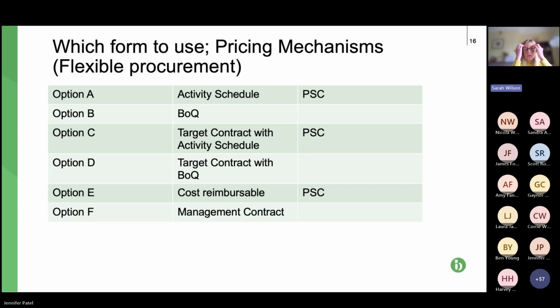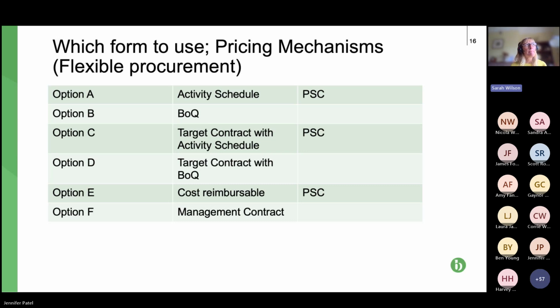The activity schedule for option A is basically a shopping list of work to be done with sums next to them and a total. So the total is the fixed price. You need to be careful with it because the activity schedule is just for pricing. So when one of the items is being completed, so I don't know, piling, top of the list, £2 million for the piling. Once it's completed, contractor can submit an interim application to get paid for the piling.